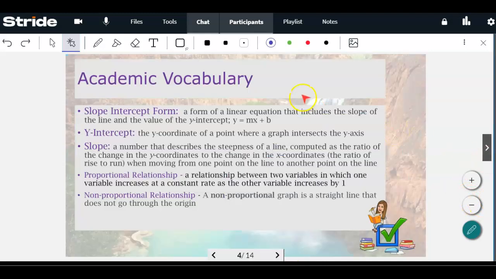All right, so this is our active vocabulary. We already went over the slope-intercept form, y-intercept, slope. We know what this is, and we should know what this is. Again, this is in class kick, nothing you need to write down. It's just important vocabulary words.